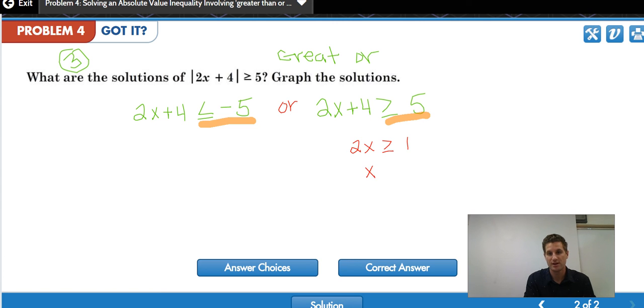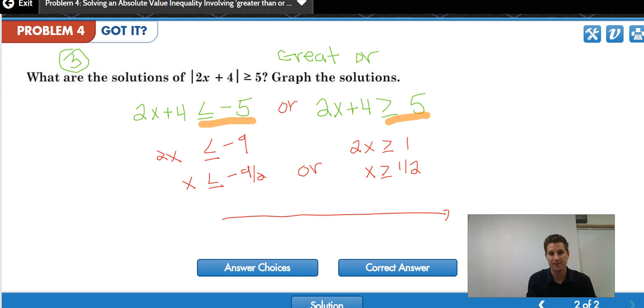Divide by 2. X is greater than or equal to 1/2. Over here, subtract 4. That's a negative 9. And then divide by 2, and we get negative 9 over 2. And it's an OR problem. Notice 1/2 is bigger than negative 9 over 2, so we're going to graph it.